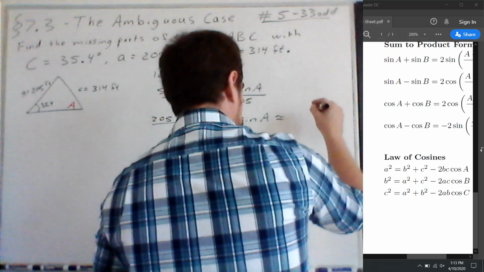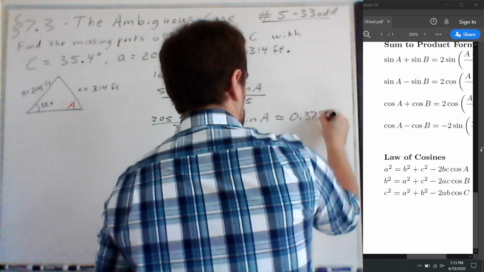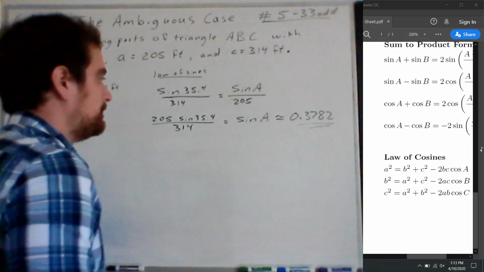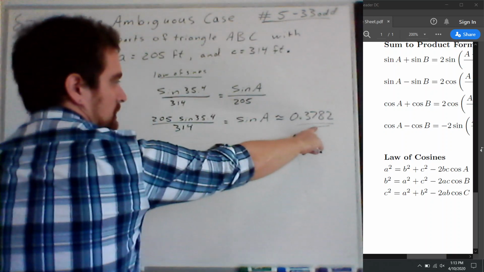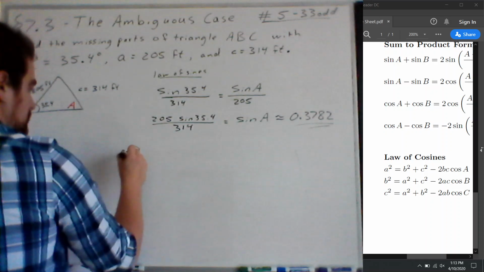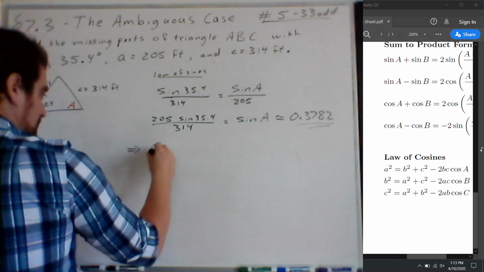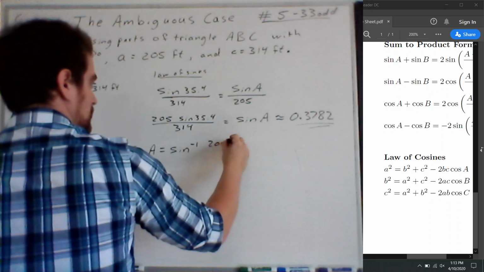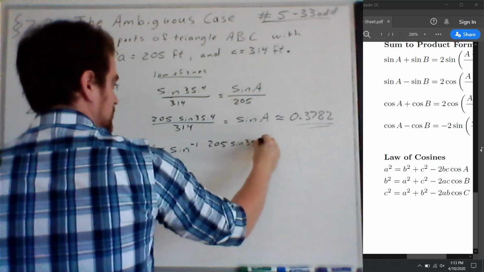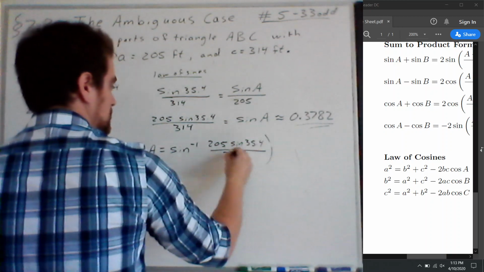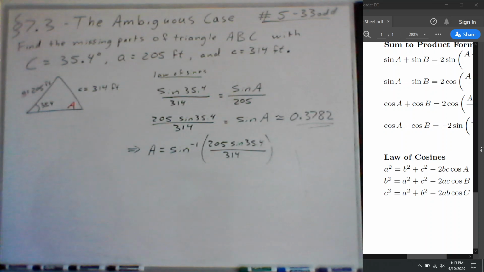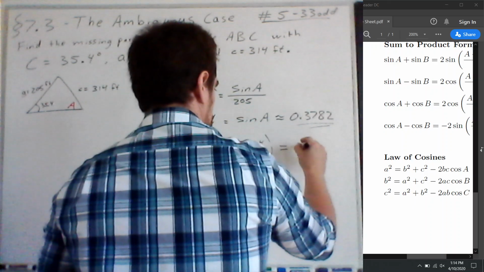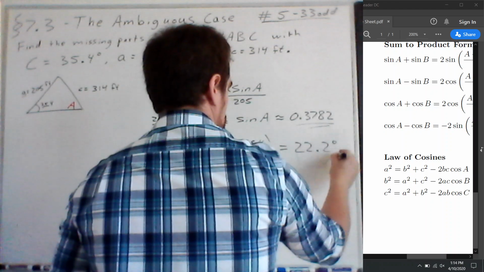I get 0.3782. So sine of A works. So we're going to have to find that A is sine inverse of all this, 205 sine of 35.4 over 314. So we'll do sine inverse on both sides to pick up A, which tells us this angle A is 22.2 degrees.